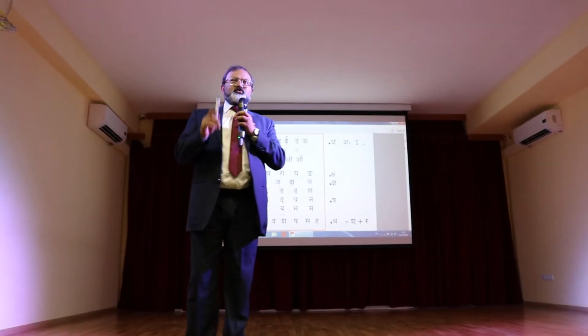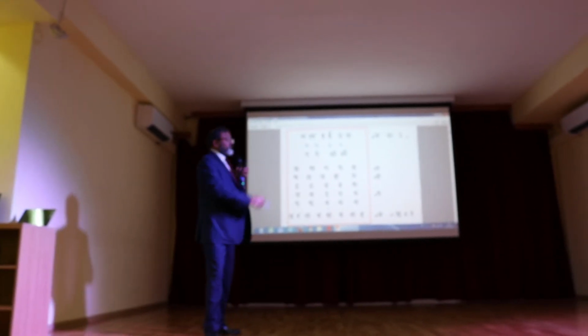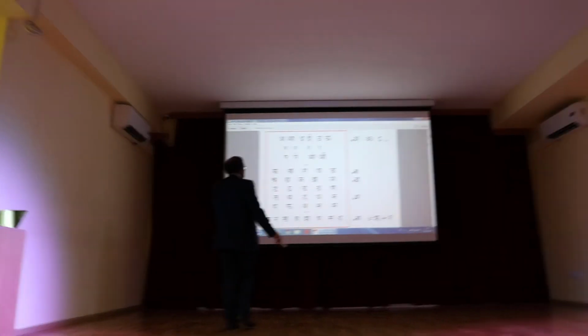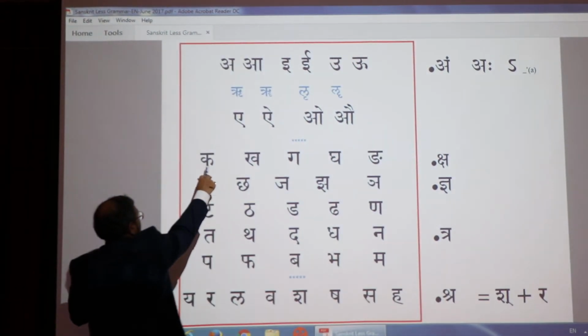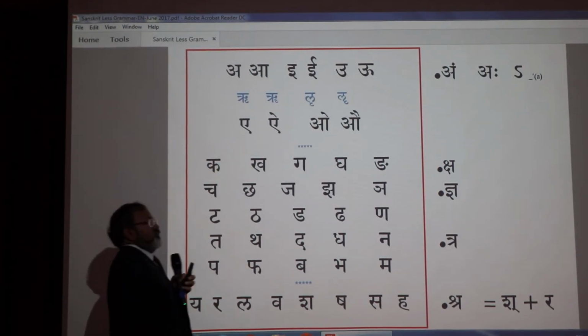Before I close today's session, in the next session we will go to the next of these consonants, and I will show you how these consonants change when they are added to the vowels.